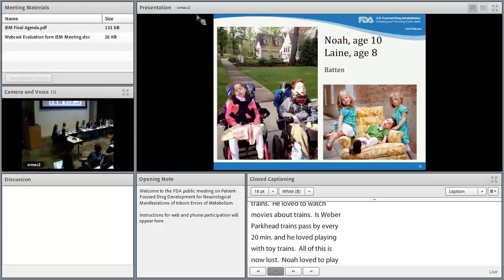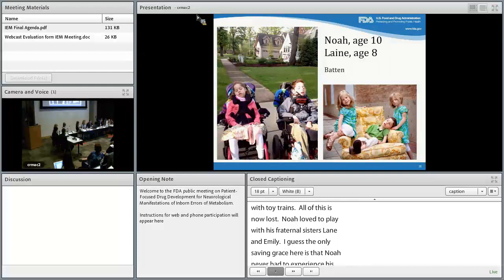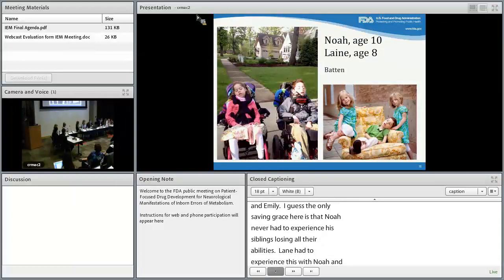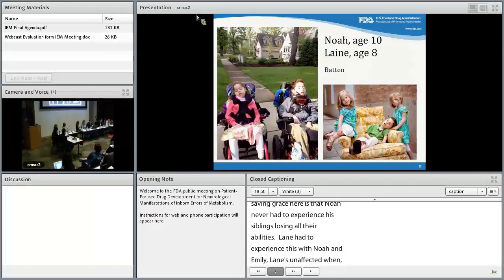Noah loved to play with his fraternal sisters, Lane and Emily. I guess the only saving grace here is that Noah never had to experience his siblings losing all of their abilities. Lane had to experience this with Noah, and Emily, Lane's unaffected twin, has had to watch both her brother and sister drift further and further away.